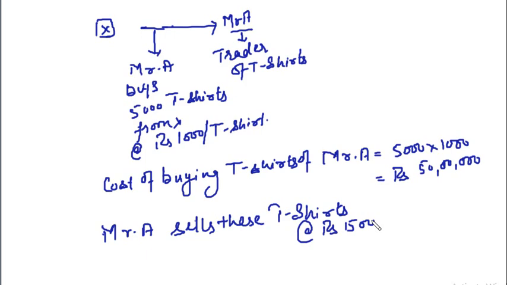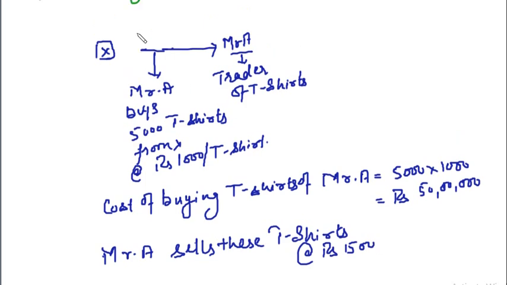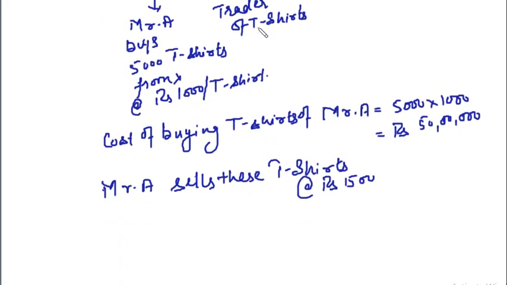Now what we have to identify through inventory turnover ratio, what we have to identify, right? Here, 500 is the profit of Mr. A.